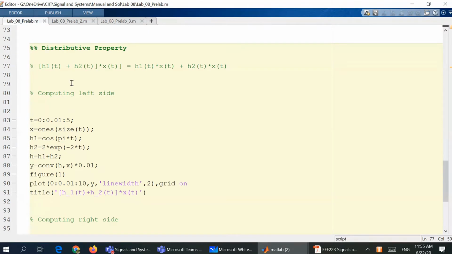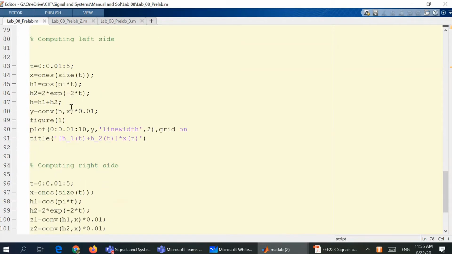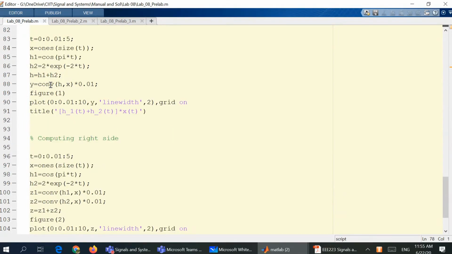So for the left side, what we have to do is we have to first add H1 and H2 and then convolve with X. So we will define H1 and H2. H1 is cos pi t, H2 is 2 e raised to power minus 2t, time is again 0 to 5, and U is the same. Now X is the same. Okay, so we will define each and every signal.